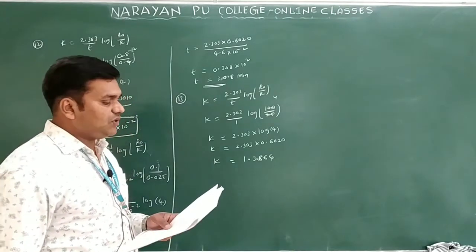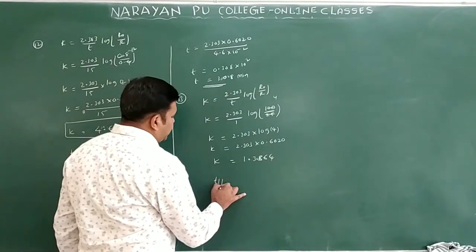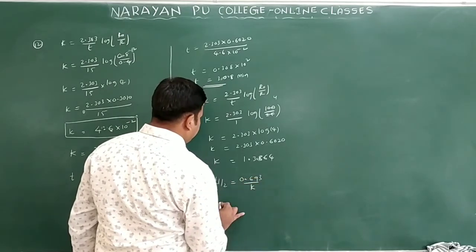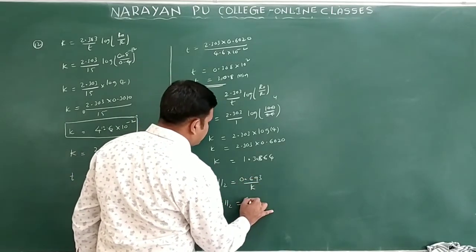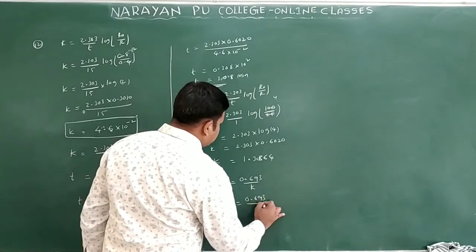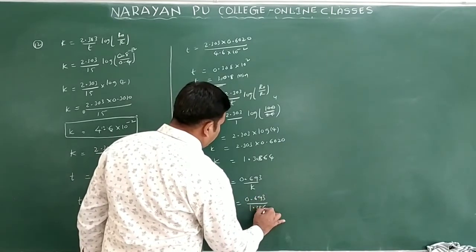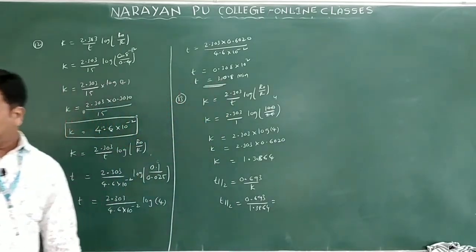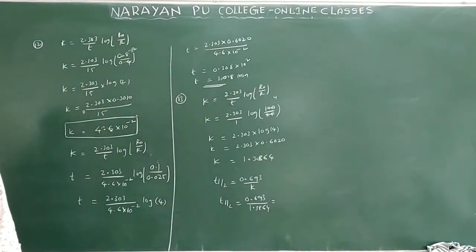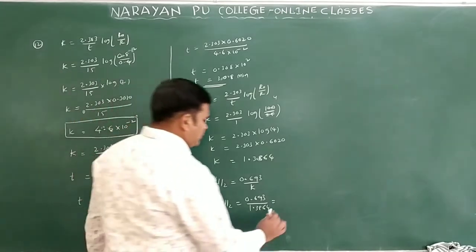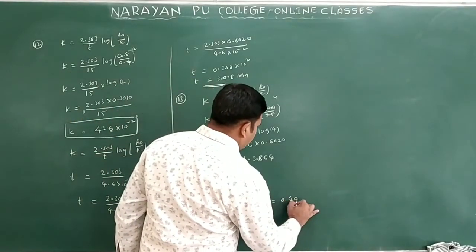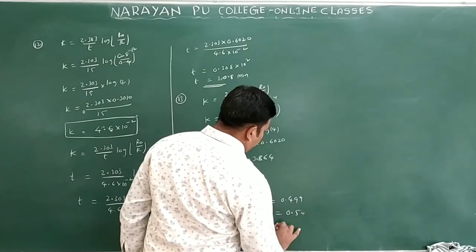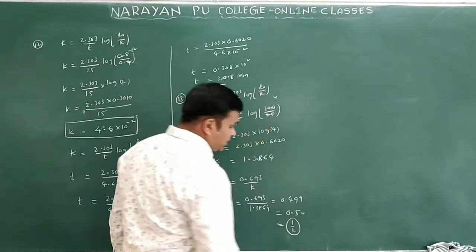But what they are asking is the half-life of the reaction. Half-life of first order reaction, what is the formula? T half is equal to 0.693 by K. So T half is equal to 0.693 by 1.3864. So approximately you will get 0.499. You will take that as 0.5, which you will write as 1 by 2.